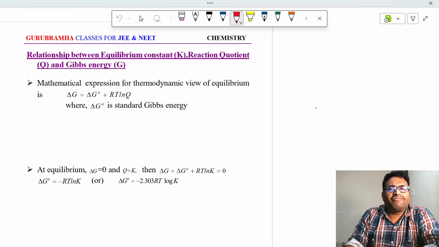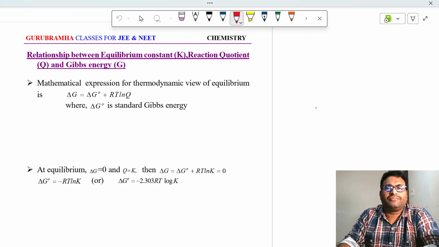Here we are using a word called reaction quotient. We have already studied what is meant by reaction quotient. Reaction quotient is represented by Q.